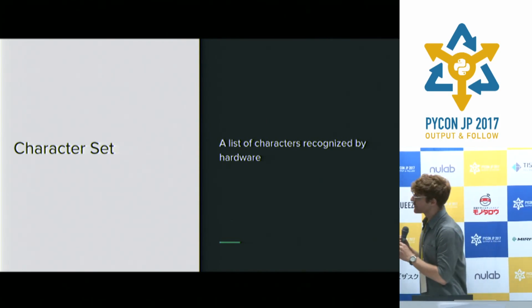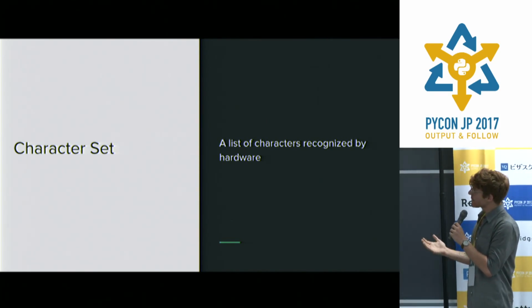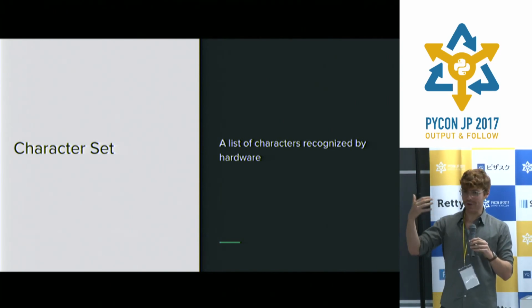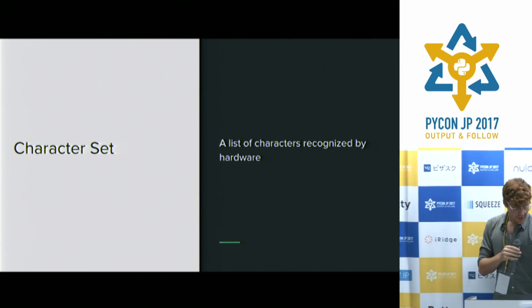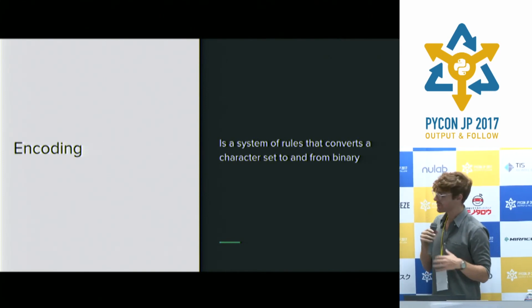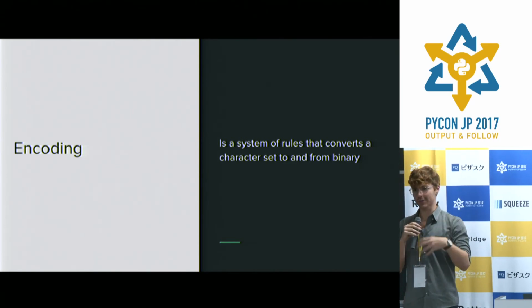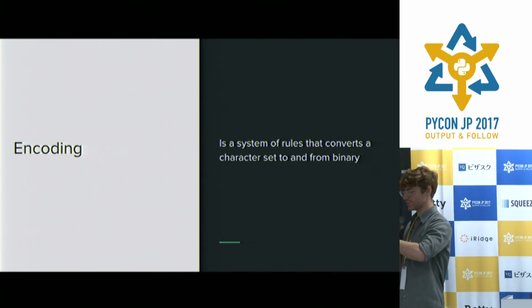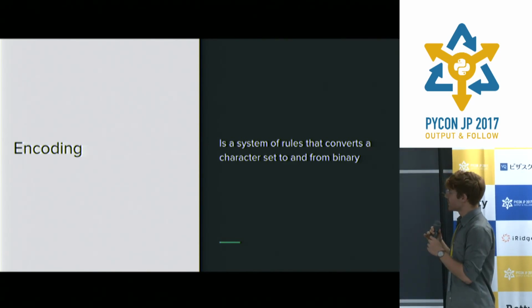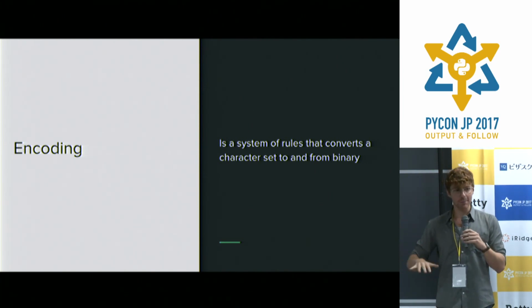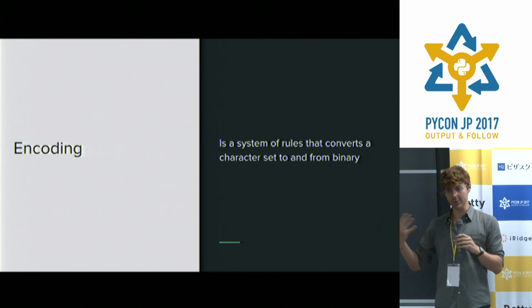So the character set is the list of characters recognized by the hardware. In this case, the hardware is a human being on either end who's listening and writing the message. The second half of it is the encoding. The encoding is the system by which we're converting the characters into this digital signal. It's a system of rules that converts a character to and from binary. Morse code's not exactly binary, but it ends up acting something like binary when it goes over the wire.